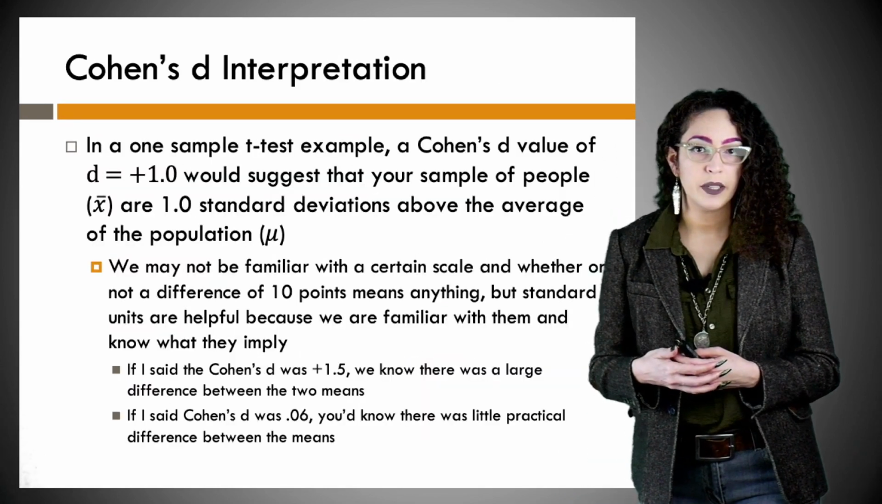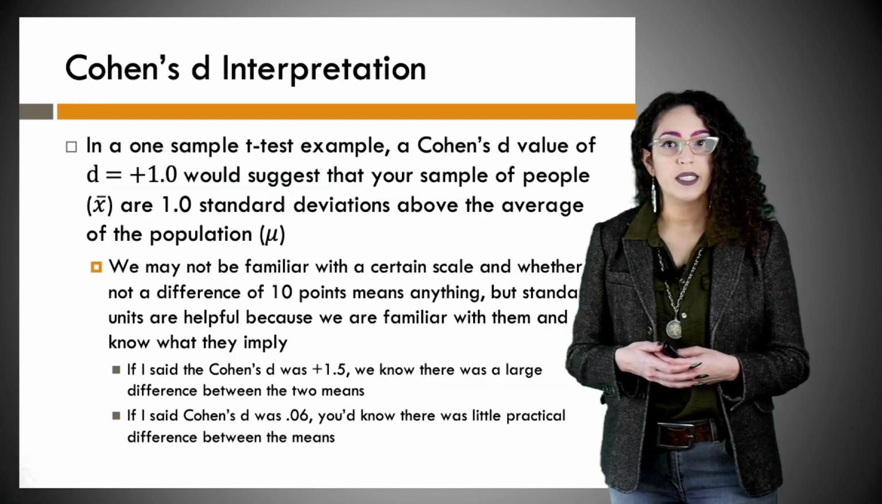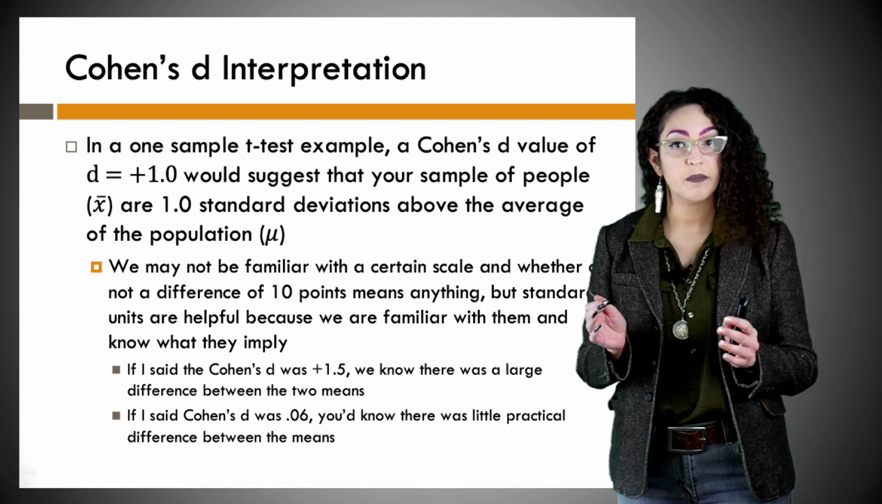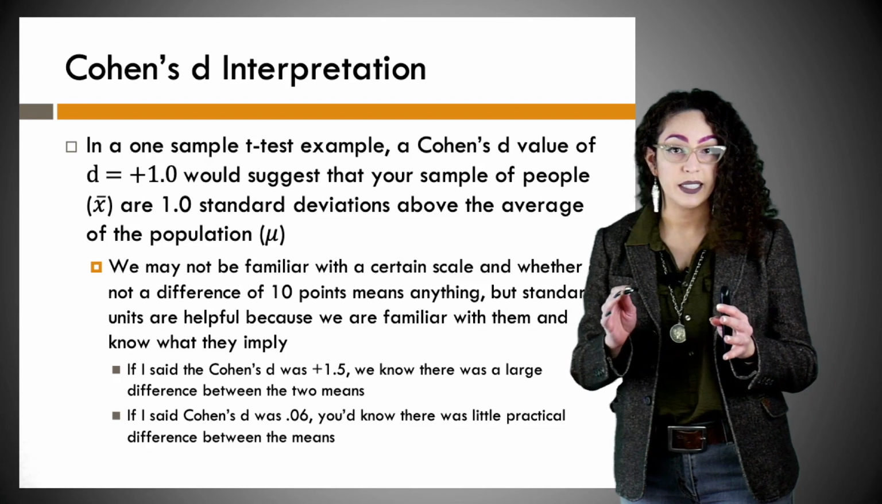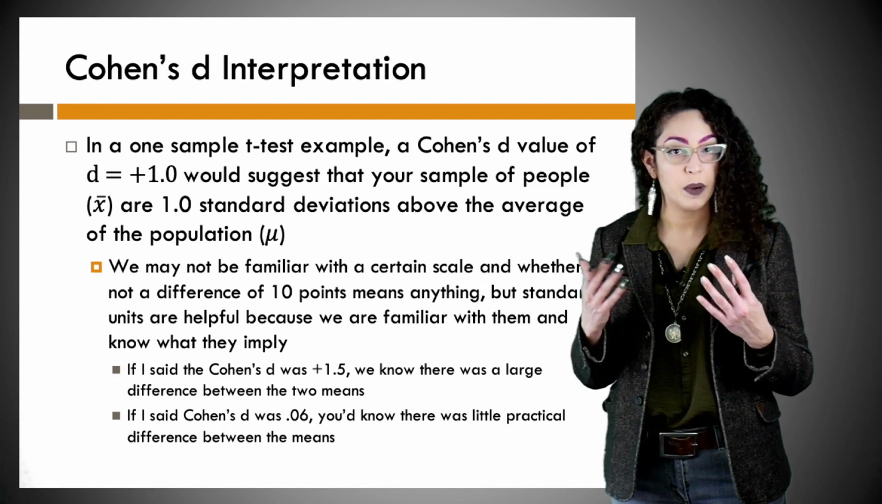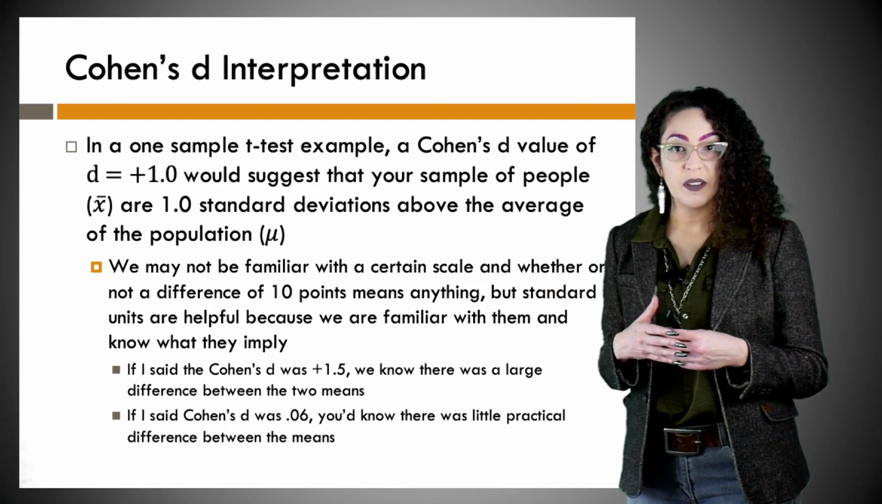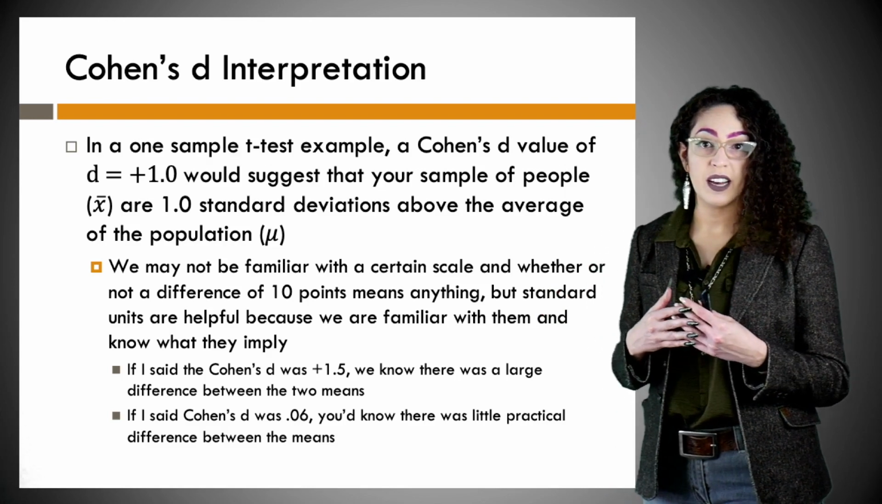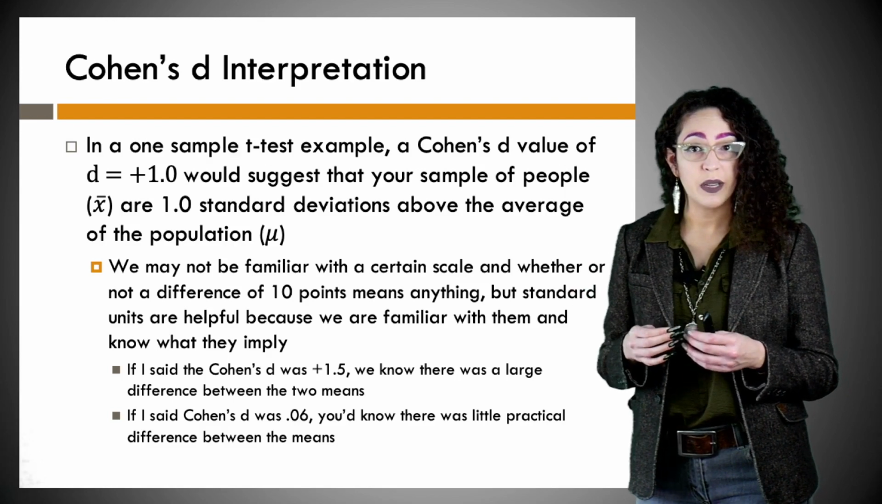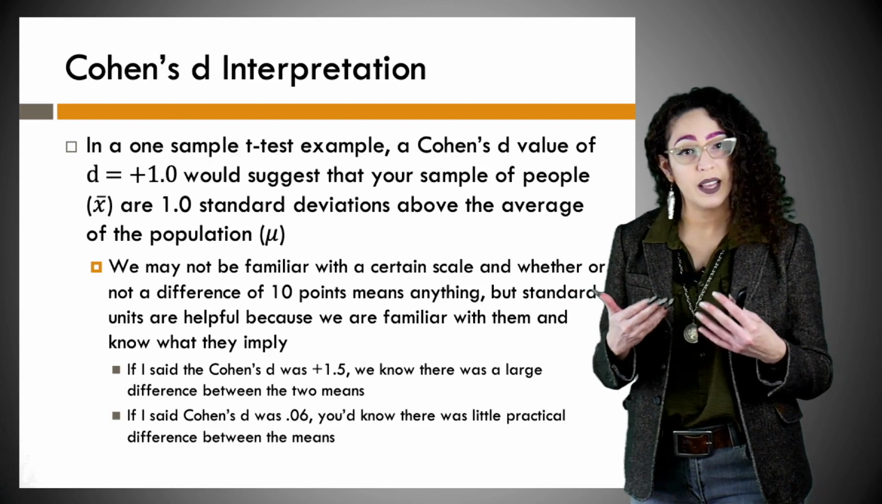So how do we interpret Cohen's d again? In a one sample t-test, a Cohen's d value of positive 1 would suggest that your sample of people, that x bar that you calculate, that sample mean, is a whole standard deviation above the average population. We may not be familiar with a certain scale and whether or not a difference of 10 points means anything, but standard units are helpful because we are familiar with them and we know what they imply.